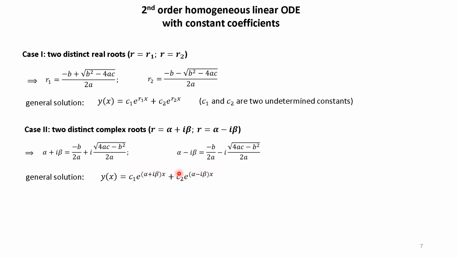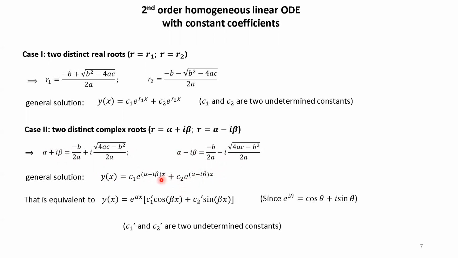Right? But here, if I try to rearrange it a little bit, for this solution here, I can take out one common factor, which is e to the alpha. If I take out one common factor e to the alpha, then what I am left with is some complex exponential function inside. So e to the i beta x and e to the minus i beta x. But this e to the i beta x and e to the minus i beta x can be written as cosine and sine, right? Because of this Euler's formula here.